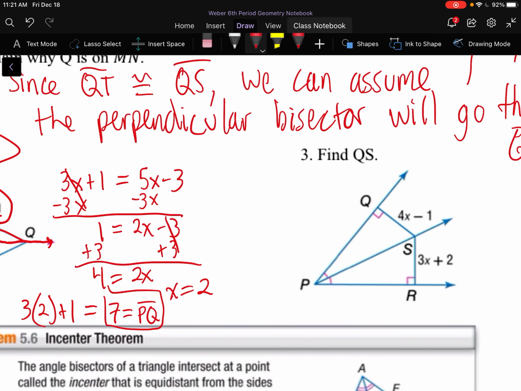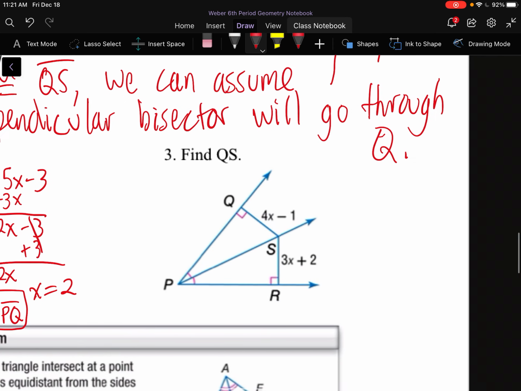Let's move on to number 3. Find QS. So we're going to find the length of QS. Here's QS, I'm highlighting in red. Notice that I have a 4x minus 1 as that length. So again, I have a variable x. I need to solve for that variable.